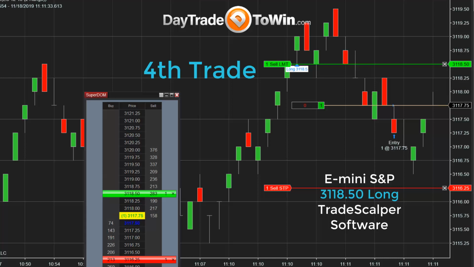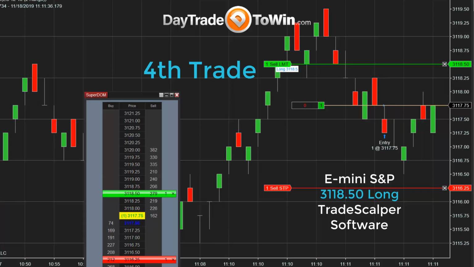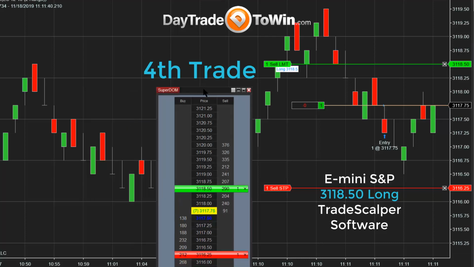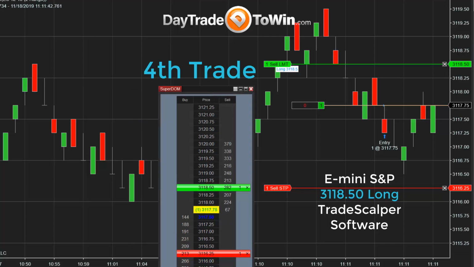So you have a three tick target, and I want to see this immediately occur. And it did. It immediately happened. It gave the target. I'm showing you here on the dome.